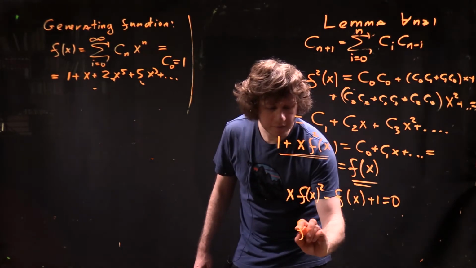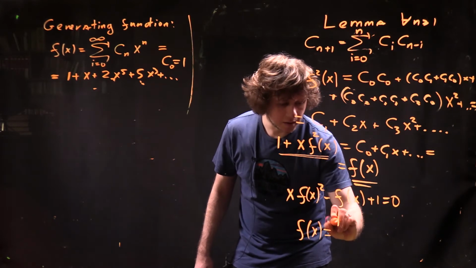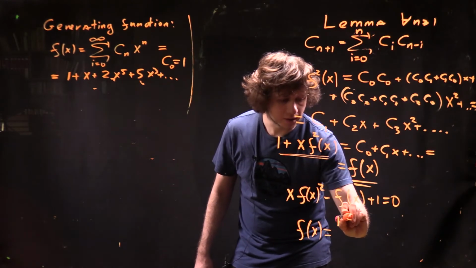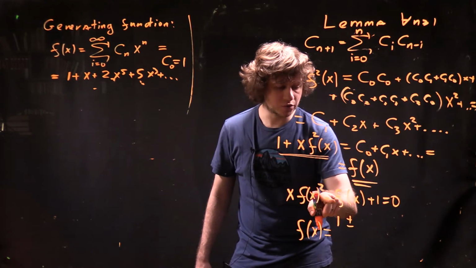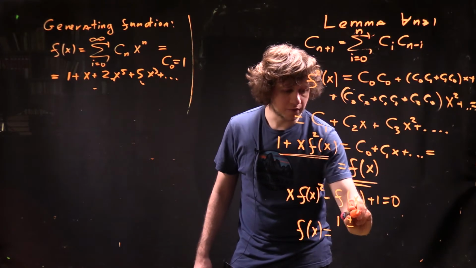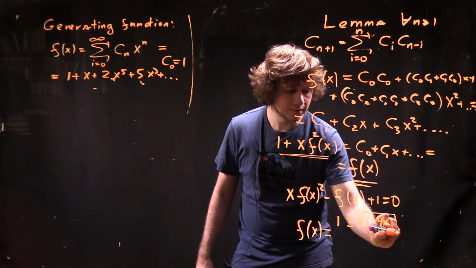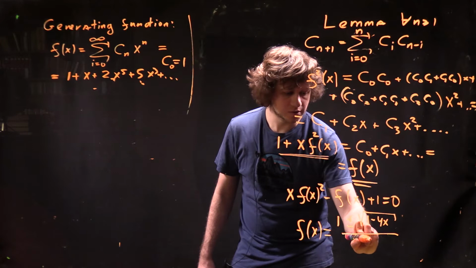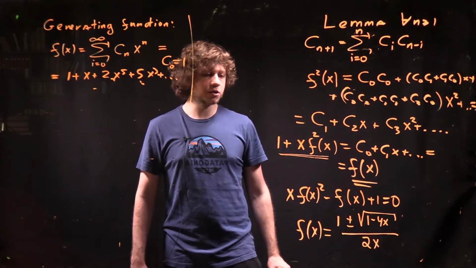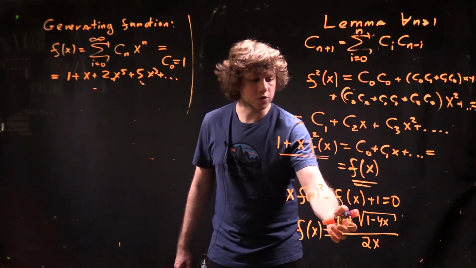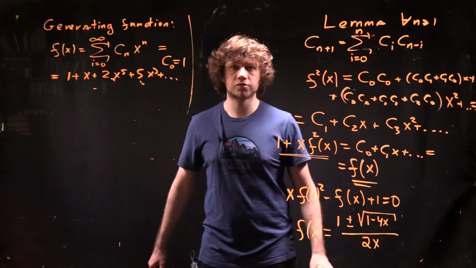So let's see, f of x will give us minus 1 plus minus the square root of 1 minus 4x, divided by 2x. And so basically there are two functions, one with minus square root, one with plus square root, satisfying this relation.